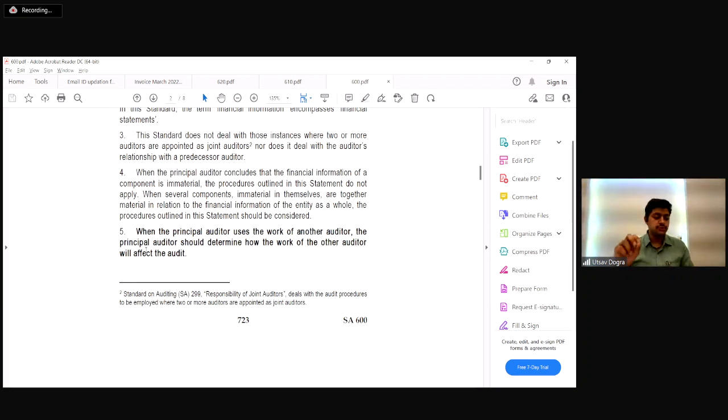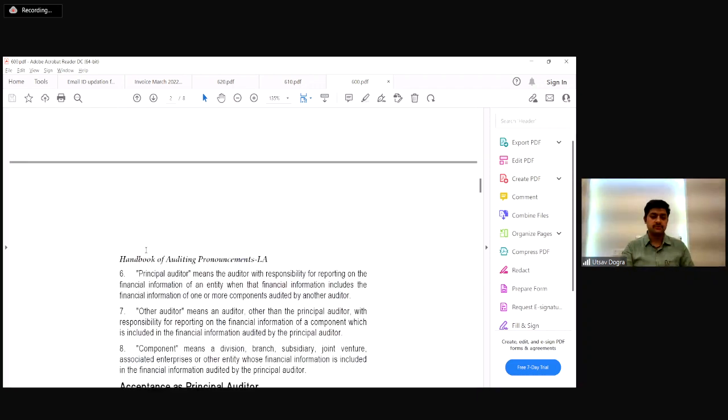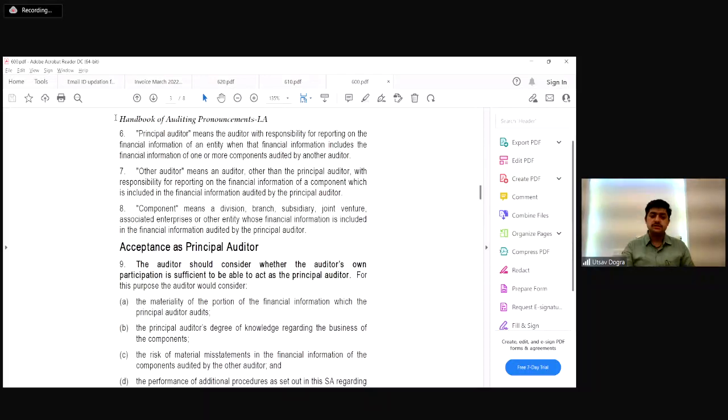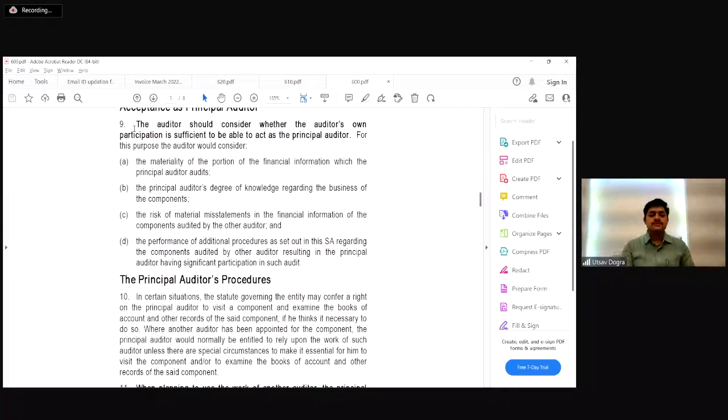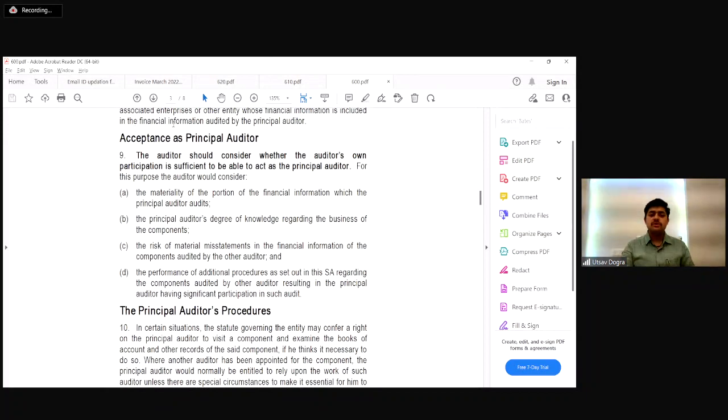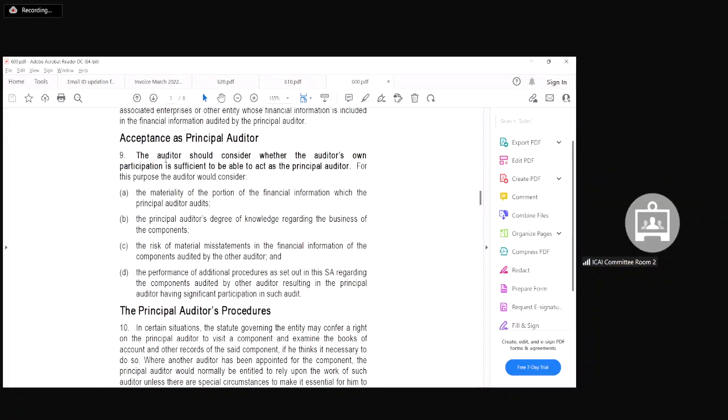The principal auditor using the work of the other auditor should determine how the work of the other auditor will affect the audit report. That we will study in this standard. Again, the definitions of principal auditor, other auditor, and components I have already dealt with. Acceptance as a principal auditor: the auditor should consider whether the auditor's own participation is sufficient.